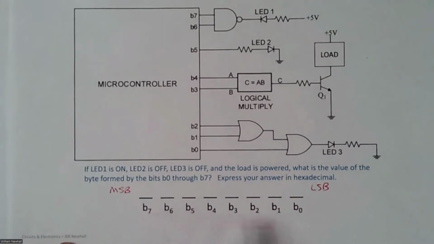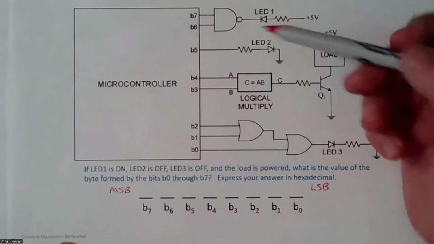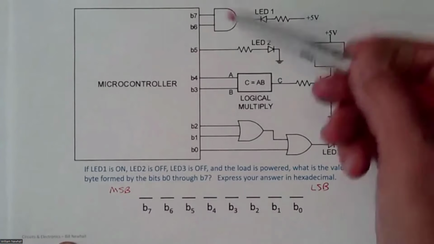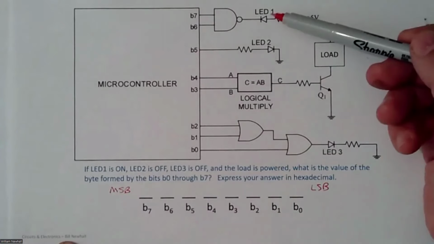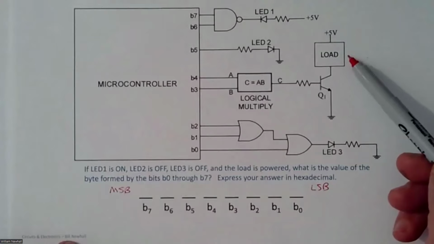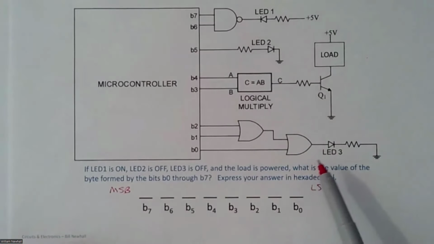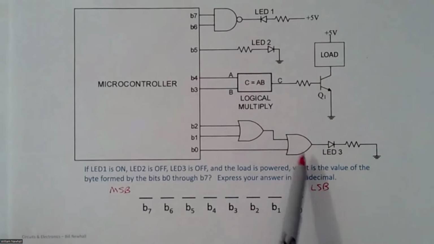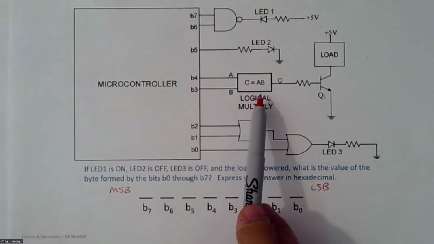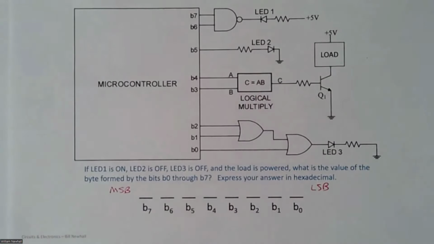So we want to fill in these values that will control the microcontroller outputs. Those outputs are controlling LEDs. They're controlling a load that might be a motor or connected to discrete logic gates. These Boolean logic gates here. There's a logical multiply going on in a device here.